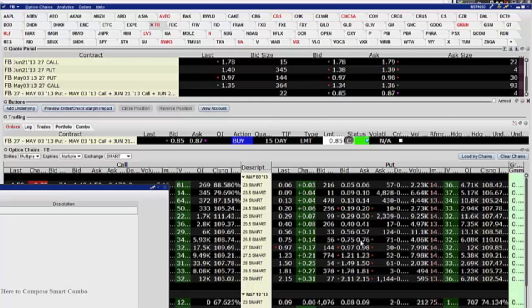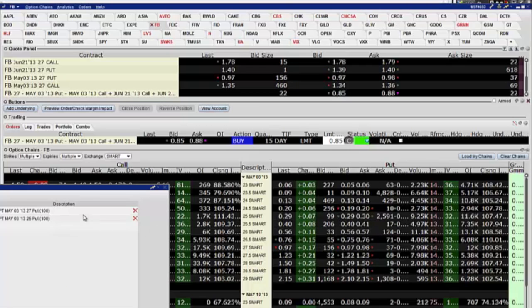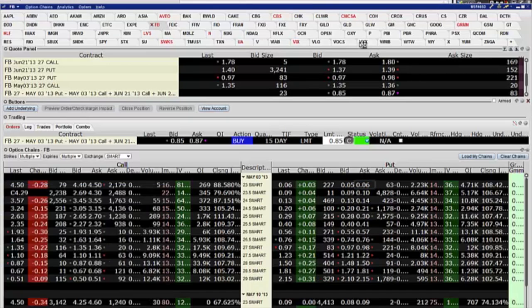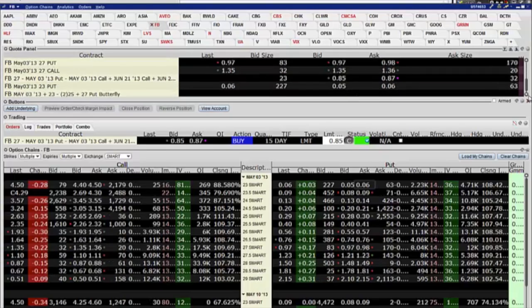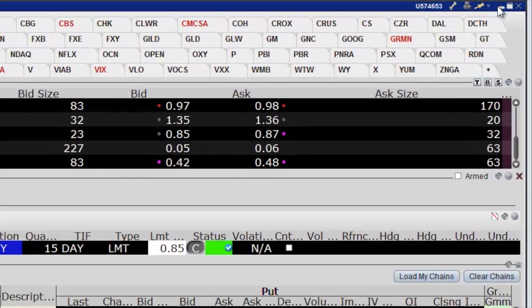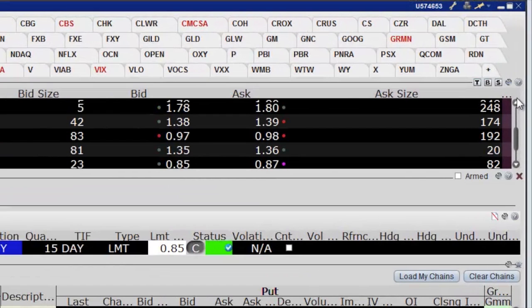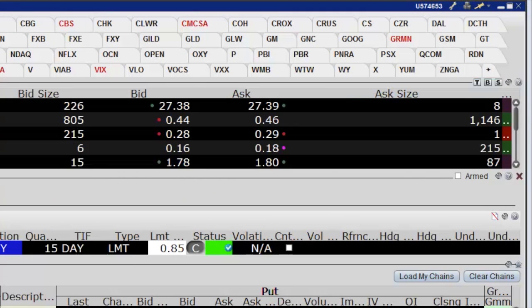So I want to buy the 27s, sell 2 of the 25s to buy the 23s for earnings. I could put this on for 45 cents. From my point of view, that's not really that great, okay? I don't want to risk 45 cents.